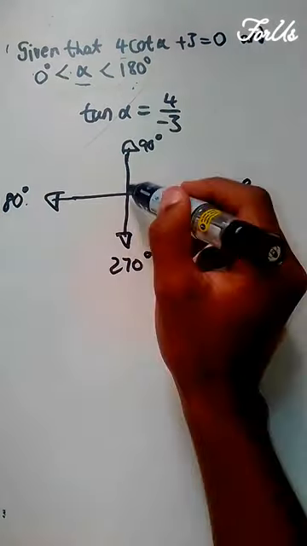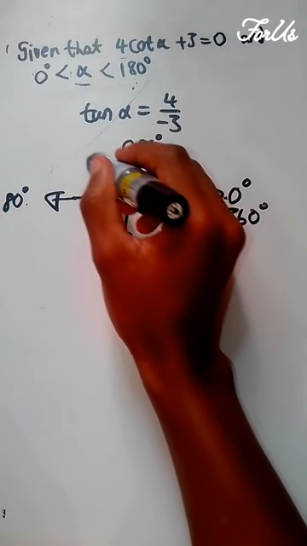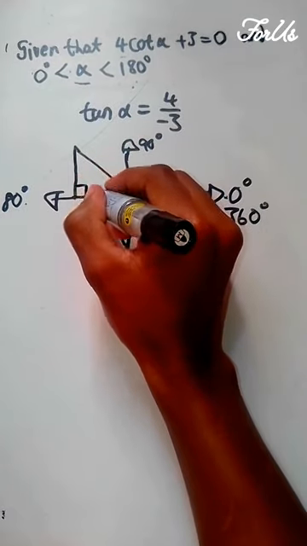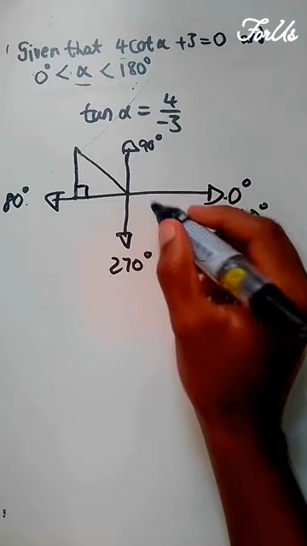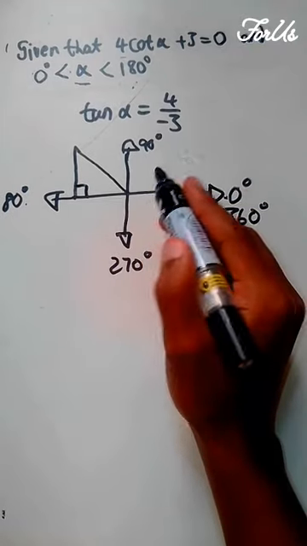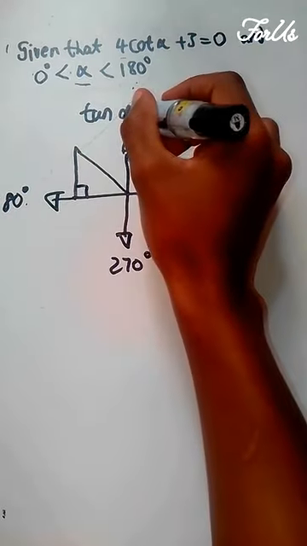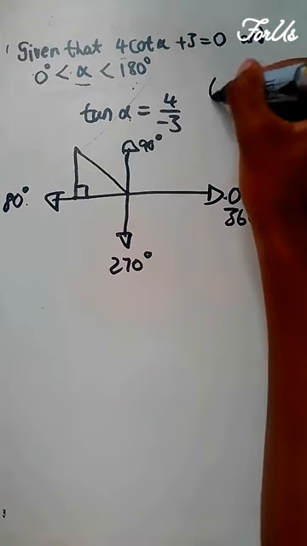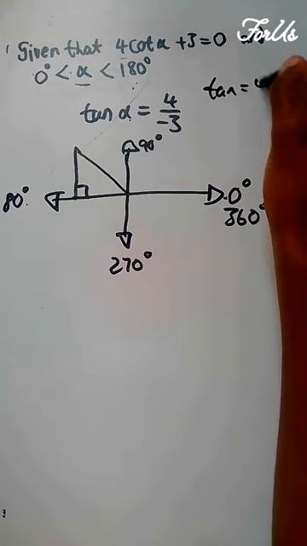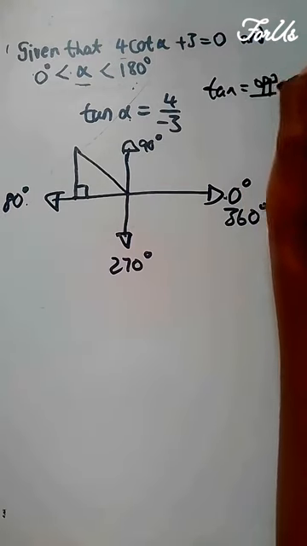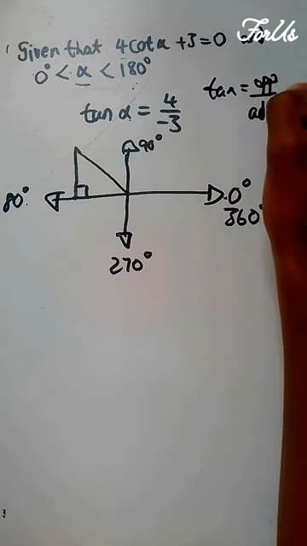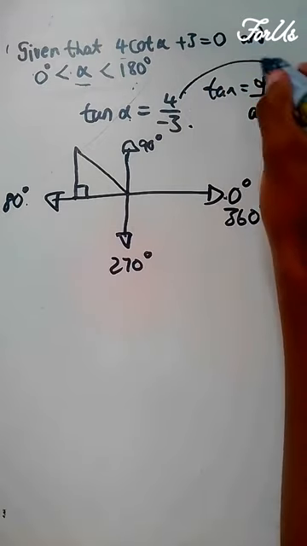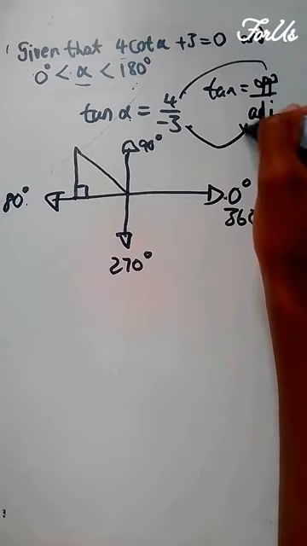Then the triangle is going to be in this second quadrant, since it's less than 180 degrees. Then, as you can see from here, tan theta is equal to 4 divided by negative 3, and tan is opposite divided by adjacent. And here, this one will be the opposite, while this will be the adjacent.